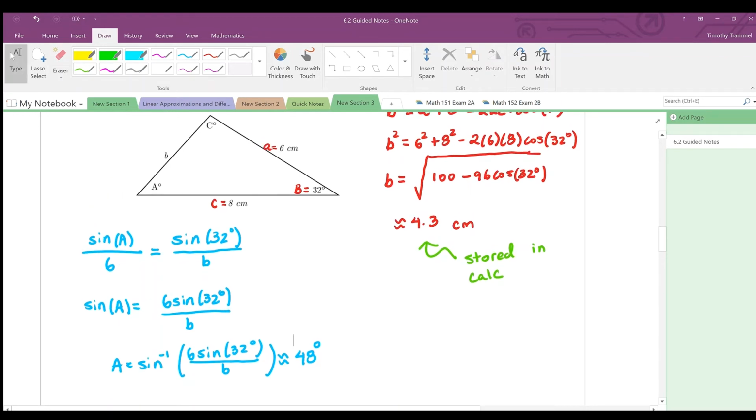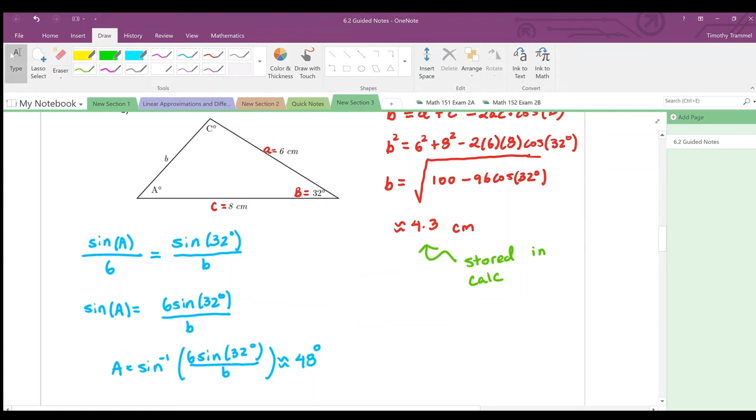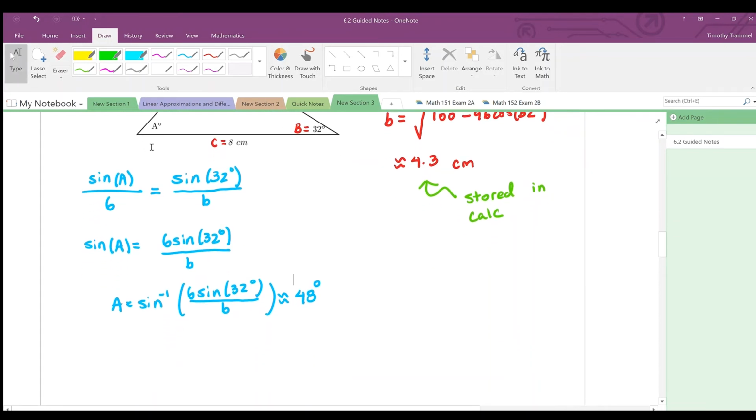So we have found side B, angle A, and all we have left is angle C. Okay. And angle C, we don't need to use law of sines or law of cosines for, because we know that angle A plus angle B plus angle C should be 180. So if we're looking for angle C, what we're going to do here is just do 180 minus angle A, which we found up here, minus angle B, which is 32.